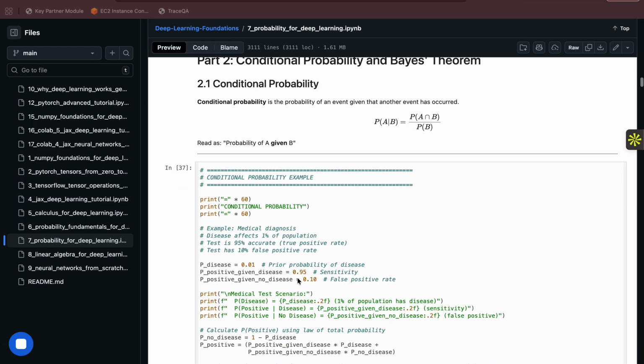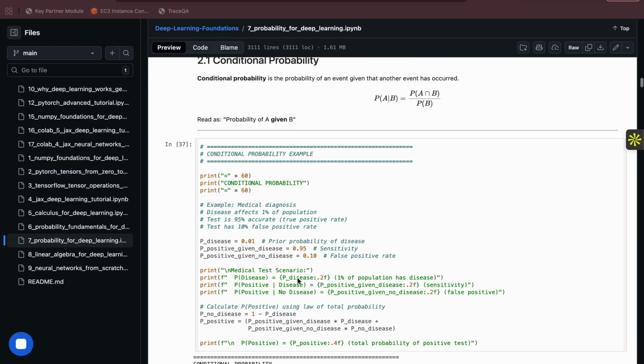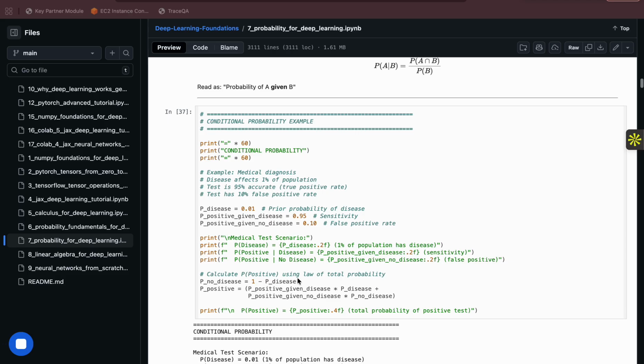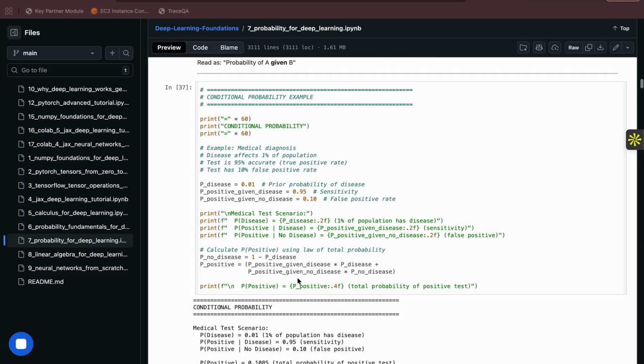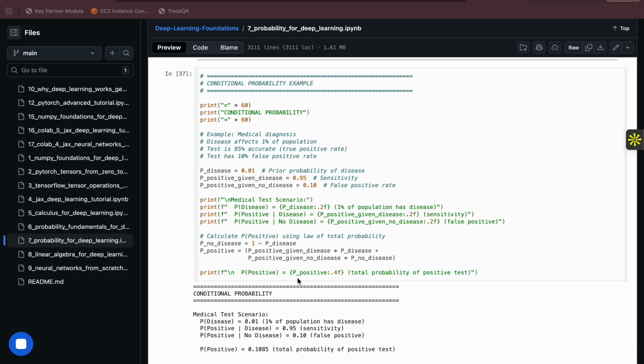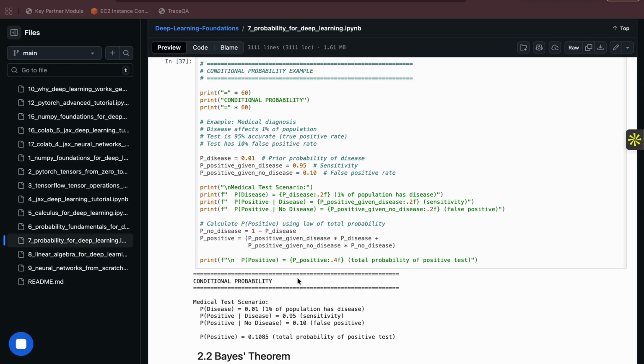And here we demonstrate conditional probability using a medical test scenario, calculating the probability of having a disease, test sensitivity, and false positive rate.